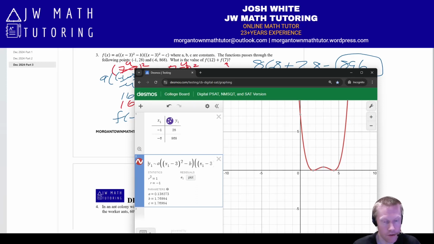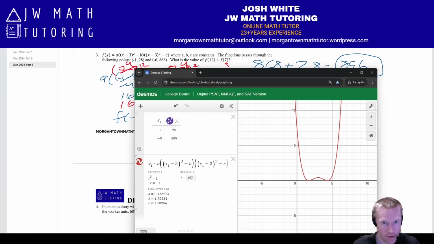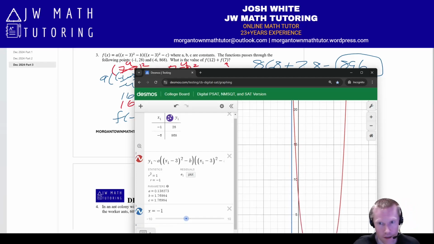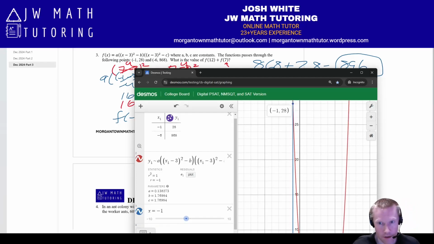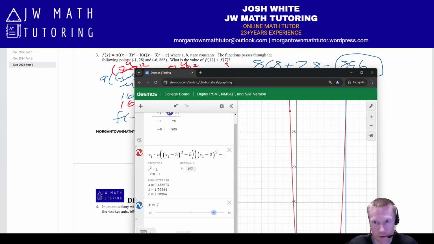Okay, so now I went through, did a regression on the function. I have a nice graph of it. So basically, what you're going to see is, okay, when x is -1, it intersects the function up here at 28. Okay, so now let's say we wanted to find what it's equal to at 7. Notice again, it's symmetric right here. F of 7 is 28.